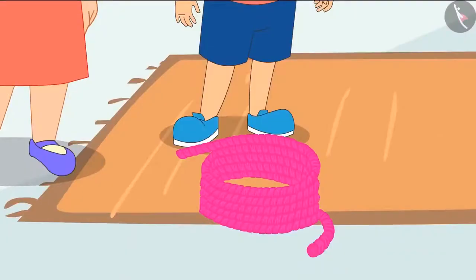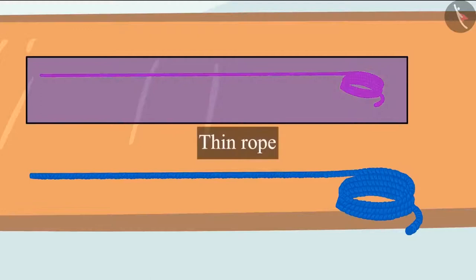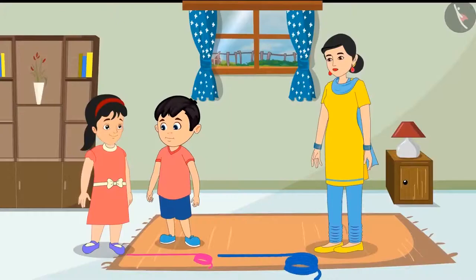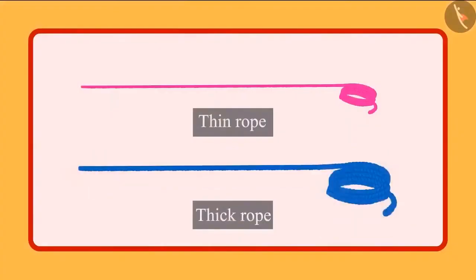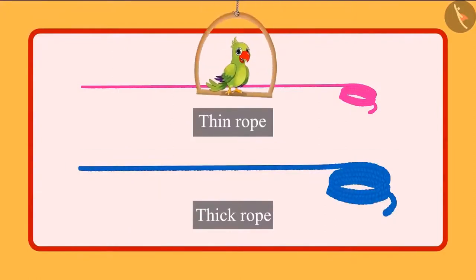This rope is very beautiful. Yes, let's take this one. Children, this rope is thin. If you make a swing with it, the swing will break as soon as you sit on it. Really, Mummy? What should we do now? Children, you should make a swing with this thick rope. It won't break when you sit.